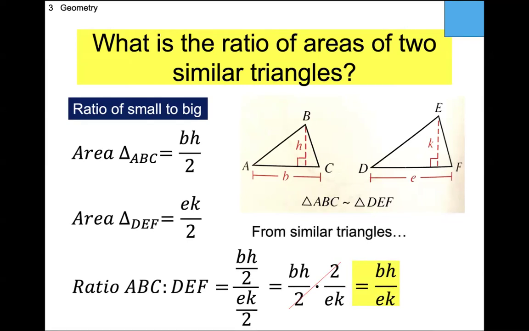For similar triangles, remember, similar triangles, their sides are in a proportion. So for instance, if I set up a proportion of their heights, so little triangle, big triangle, so the ratio of their heights, h over k, that would have to equal b over e because the two triangles are similar. That was one of the two consequences of similar triangles. In similar triangles, all their corresponding angles are congruent, and their sides, or the dimensions, form a proportion. Okay, great statement, but what am I going to do with that?